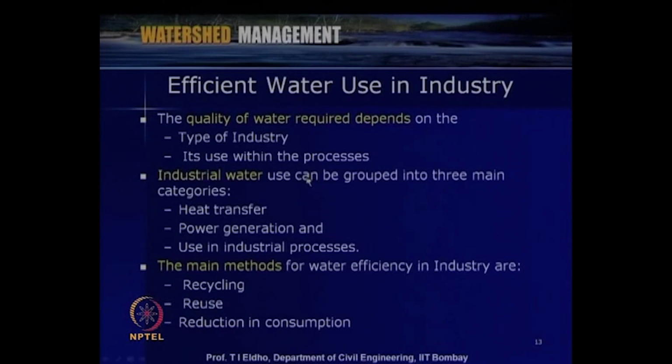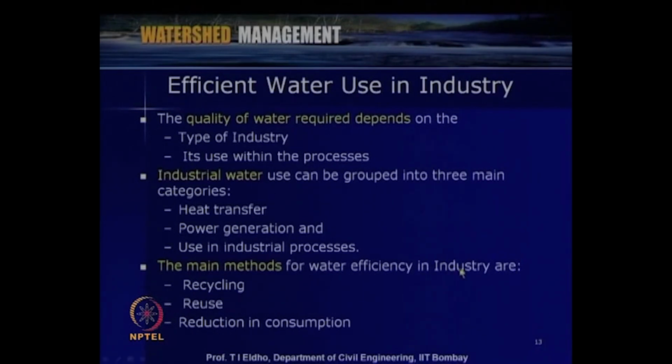Then industrial water use can be grouped into three main categories. If you generally look at various industry usage, there is heat transfer, like in thermal power plants or cooling systems, then power generation, especially through steam turbines, and then use in industrial processes. So, various processes like the paint industry, the manufacturing industry or the pharmaceutical industry.